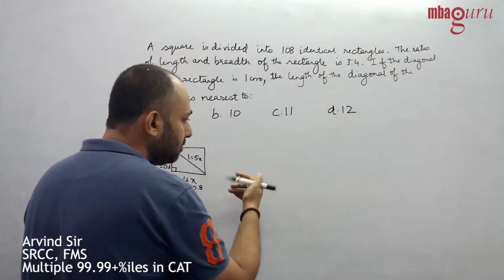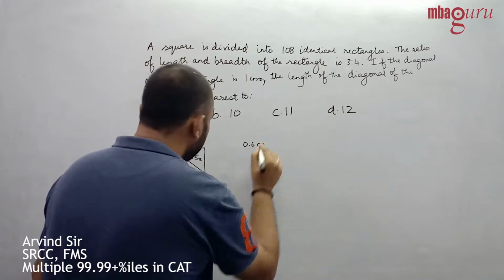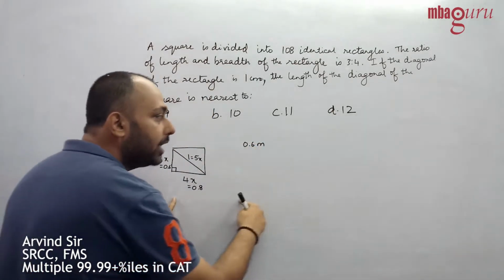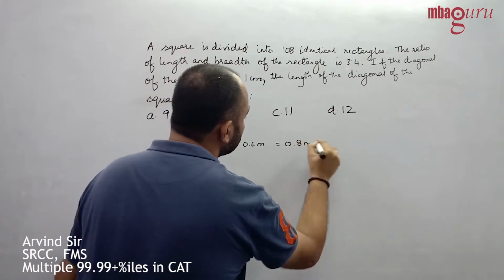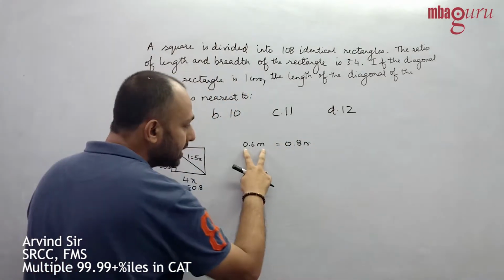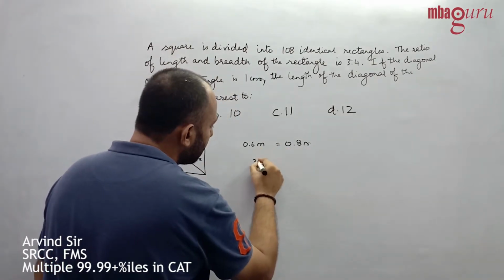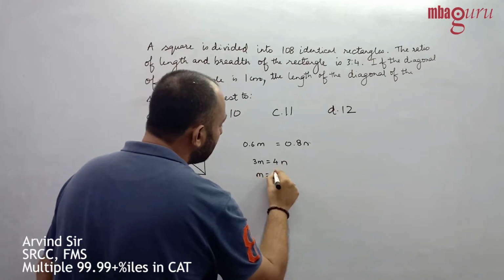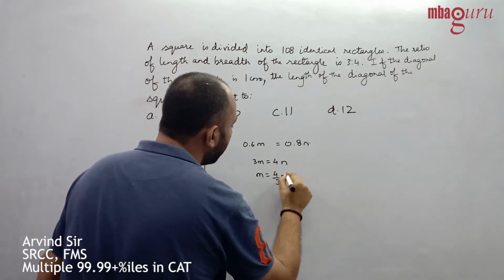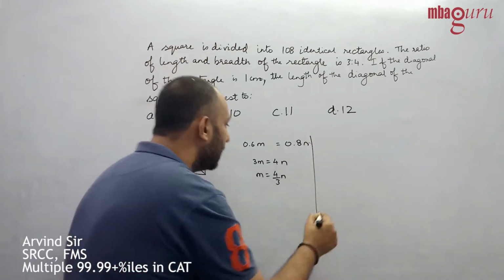0.6 multiple times, let's say m times, should be equivalent to 0.8 multiple times or n times. 0.6m should be equal to 0.8n. Can I from this conclude 3m is equal to 4n or m is equal to 4 by 3n? From here we can also go ahead.